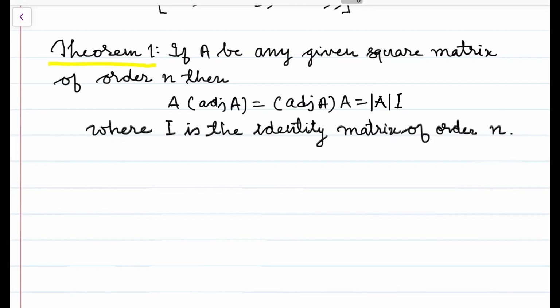Now, important theorem 1. If A is any given square matrix of order n, then A into adjoint of A is equal to adjoint of A into A is equal to determinant of A into the identity matrix I, where I is the identity matrix of the same order as A. Let us verify it.